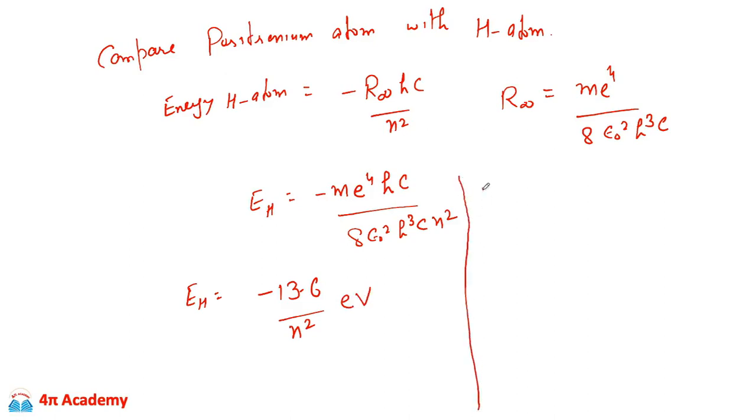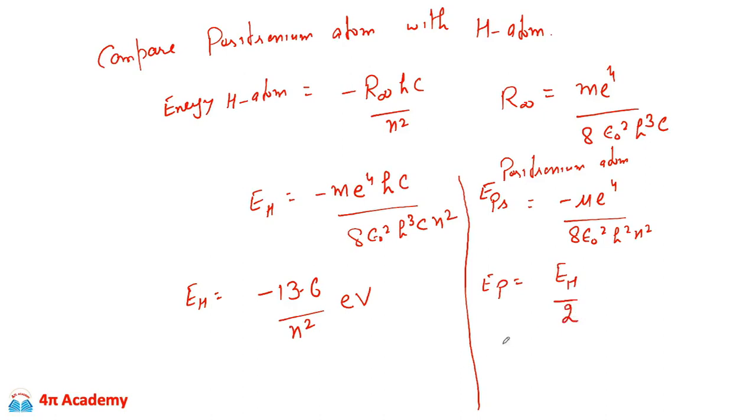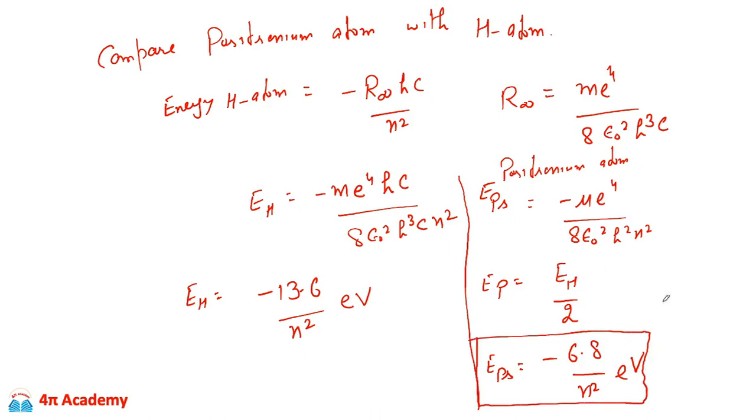And similarly for positronium atom, the value of this energy is minus mu e to the power 4 over 8 epsilon naught square h square n square, and putting this value, the value of EP comes out to be EH by 2. Therefore the energy for this positronium atom is half that of hydrogen atom. For each energy spectral limit you can calculate the energy of this positronium atom, and that is different for different spectral energy limits. So this relation is quite important from the numerical point of view.